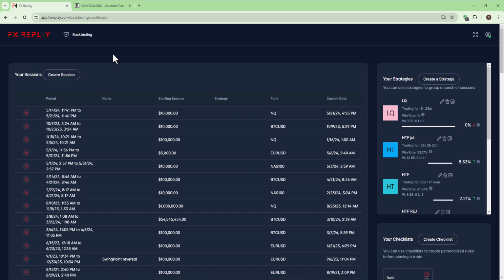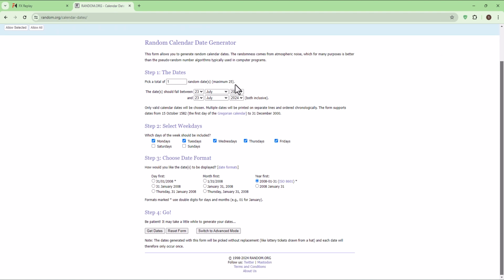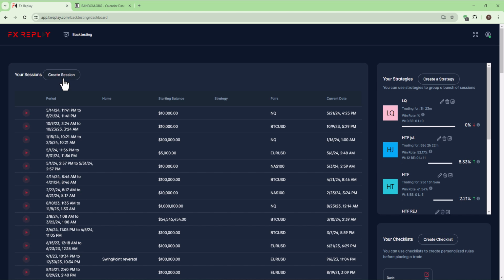We're gonna use the 1 minute as execution, sometimes the 2 or the 3 minute, but most of the times the 1 minute. As higher time frame, we're gonna use the 15 and the 5 minute time frame. So let's just get into it. First of all, let's choose a random day from here. We're gonna get a date between these two intervals, and it would be this one right here. So let's start the backtesting session.